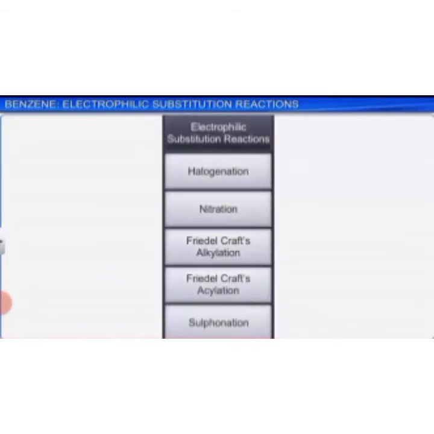Some common electrophilic substitution reactions of benzene are halogenation, nitration, Friedel-Crafts alkylation, Friedel-Crafts acylation, and sulfonation reaction.